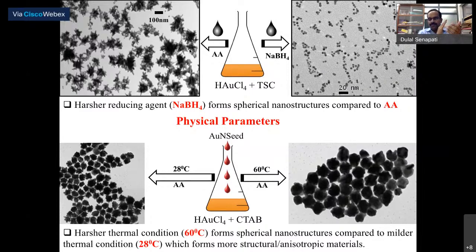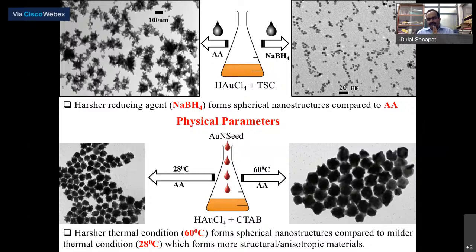We checked how it depends on the ligand, on the head group, on the pH, on the temperature, and on whether it's a strong reducing agent or a weak reducing agent. Similarly, there are some physical parameters. Okay, I will describe them.